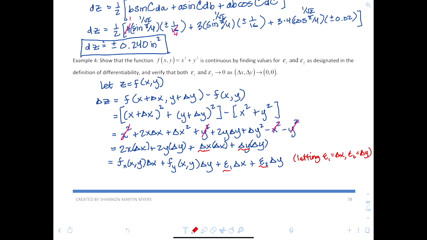Now, okay, as delta x and delta y approach 0, 0, right? Doesn't epsilon 1 approach 0 and epsilon 2 approach 0, right? So we're done. Cool, cool?